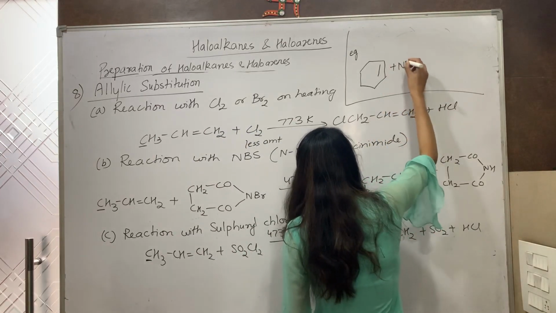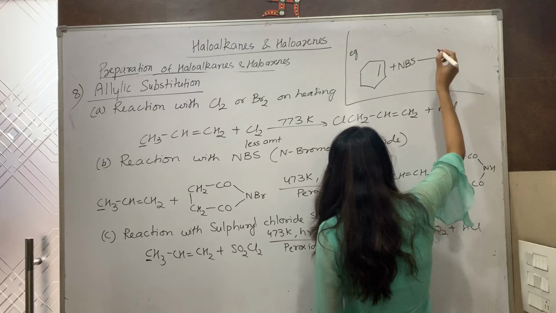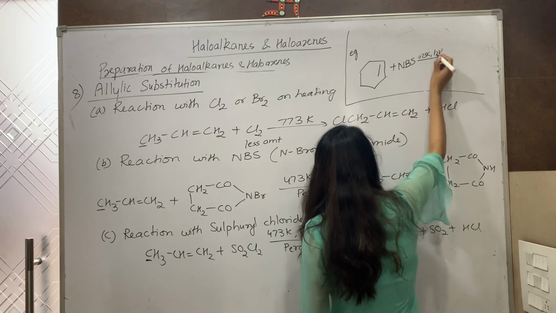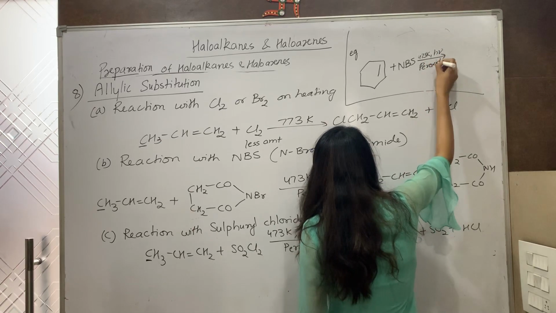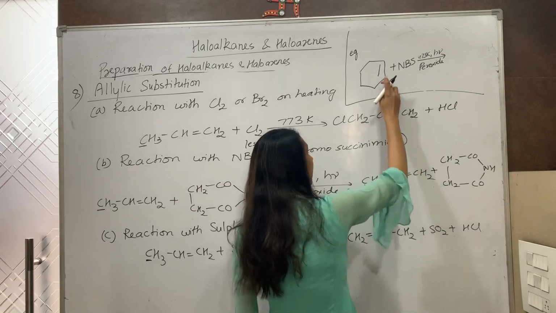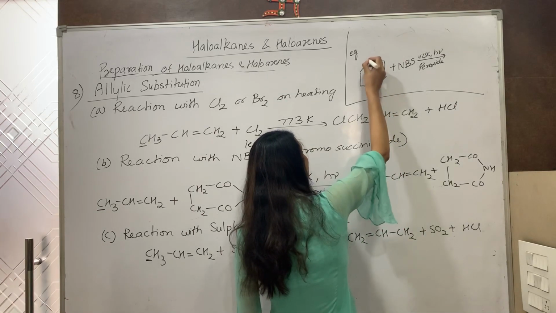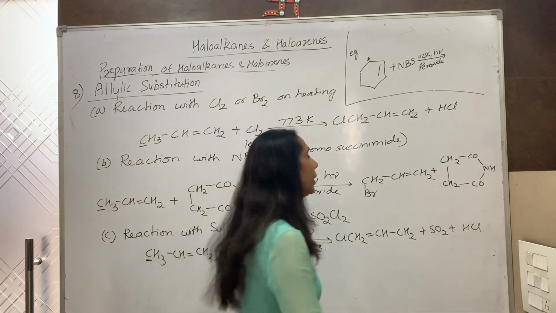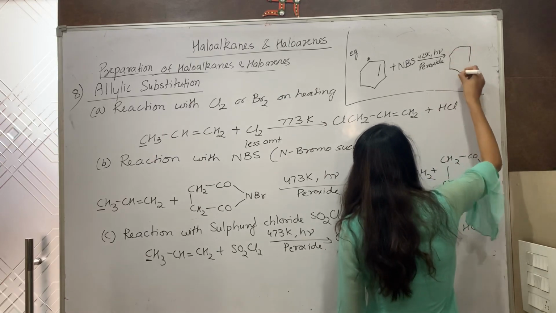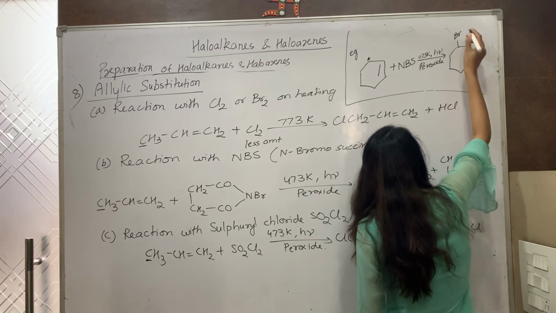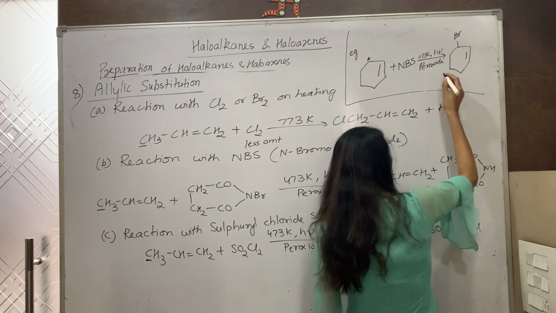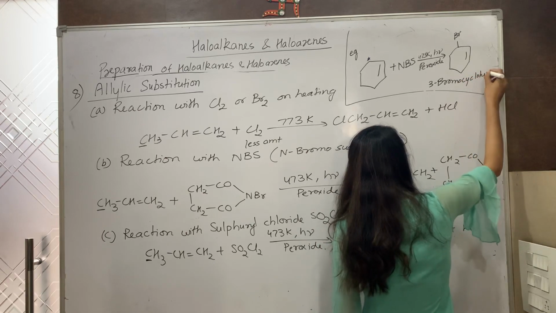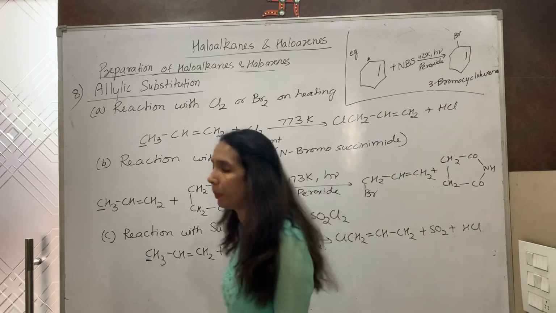And when I react it with NBS, N-bromosuccinimide, under the same conditions, that means 473 Kelvin temperature, sunlight and in presence of peroxide. Then the allylic carbon, you can just see these are the double bonded carbons and the carbon attached to it. This is an allylic carbon, or this is an allylic carbon. The substitution can take place at any position. So the product formed will be 3-bromocyclohexene, and along with it succinimide will be formed.